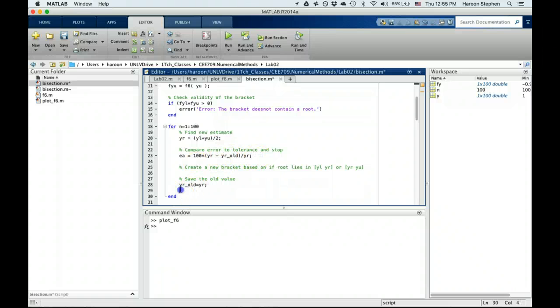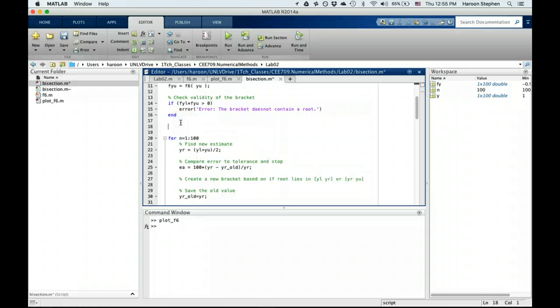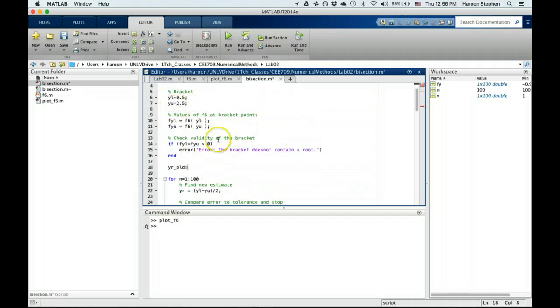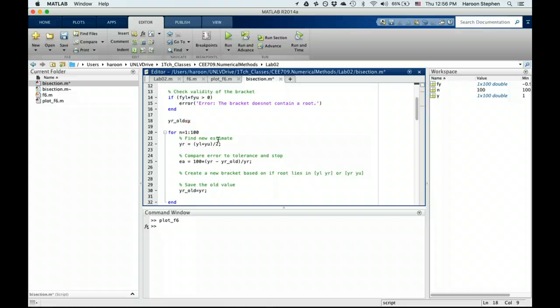The second thing I want to do is, what about the first time I'm coming in? The first time I'm coming into this loop, I don't have an old value. And in that case, I want to also define that. I can just use any of these values, YL or YU. So let's use YL. So now I have an initial value, and then this will keep calculating it.